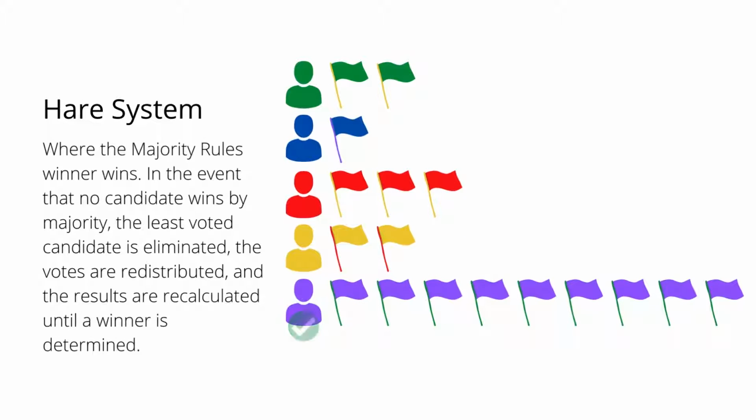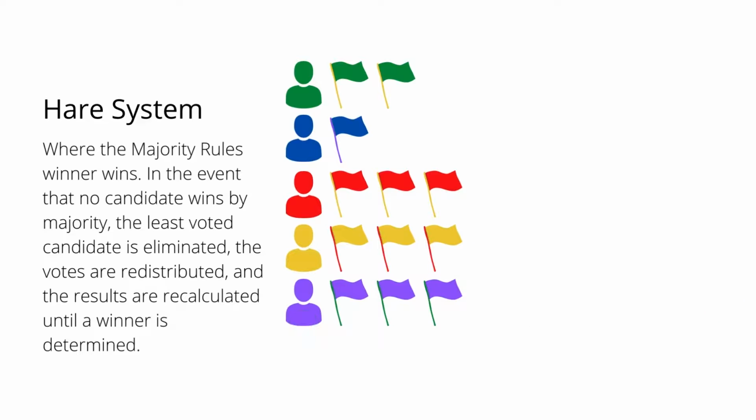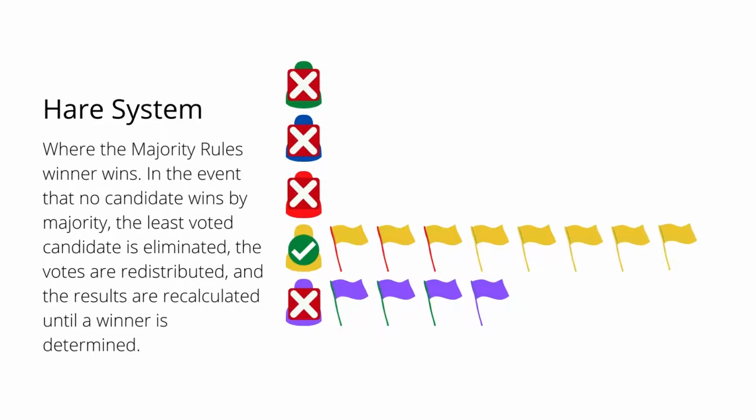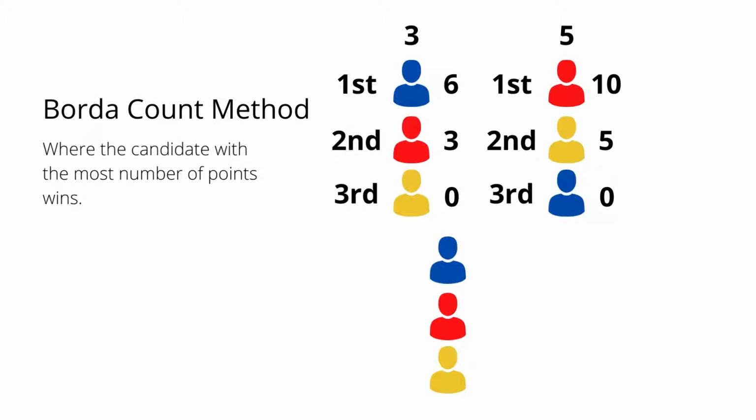Hare system, where the majority rules winner wins, but in the event that no candidate wins by majority, the least voted candidate is eliminated, the votes are redistributed, and the results are recalculated until a winner is determined.